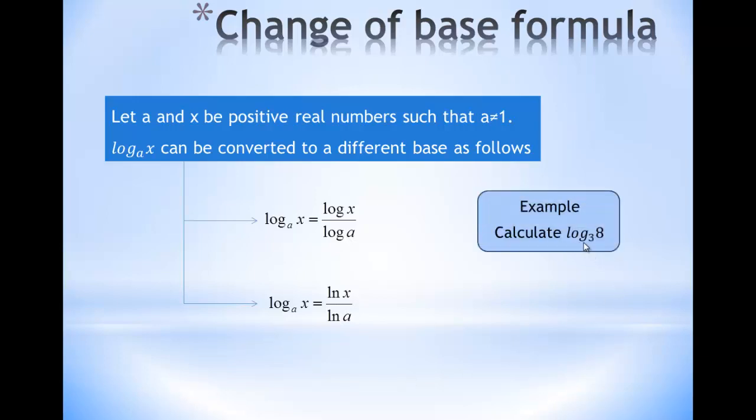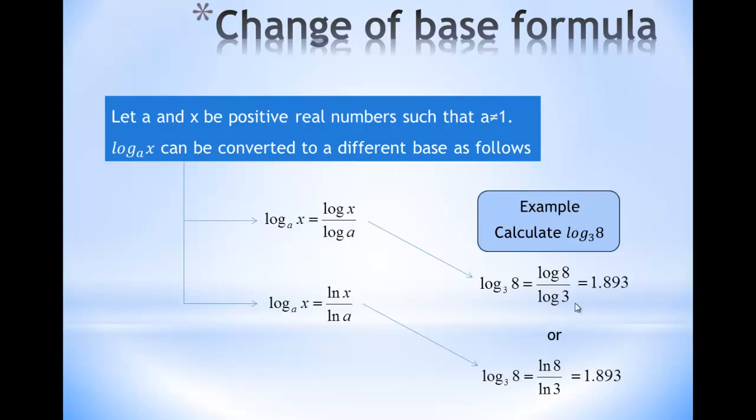If I want to calculate log base 3 of 8, I don't have a log base 3 button on my calculator, but I can write that as log base 10 of 8, or log 8 over log of 3. And I'll get 1.893. I can do the same thing and get the same answer if I change to the natural logarithmic function. I can write this as ln of 8 over ln of 3. And again, I'm going to get the same answer. You guys should verify that. You should do that on your calculator. Okay?